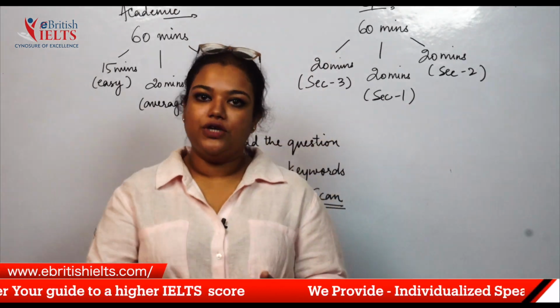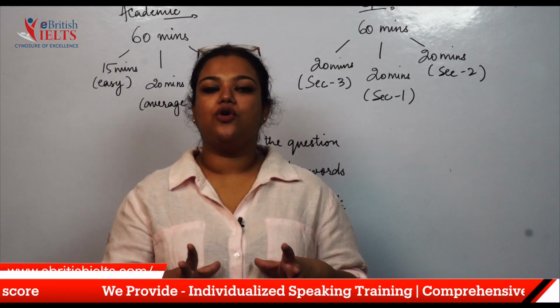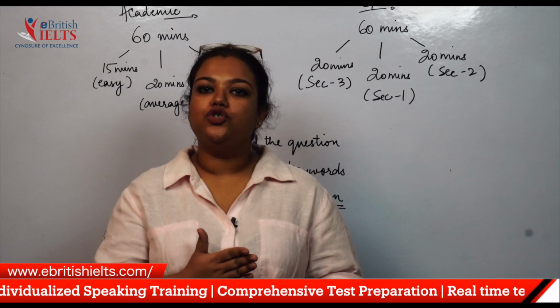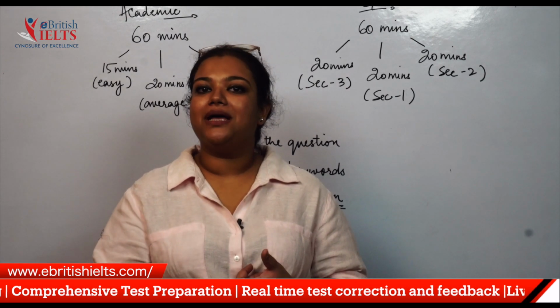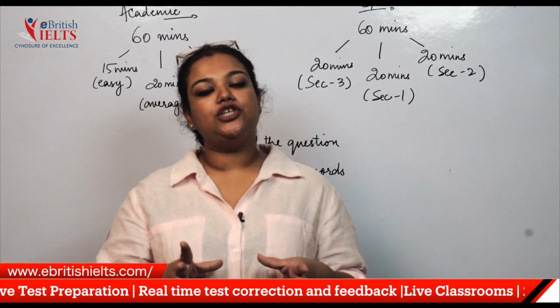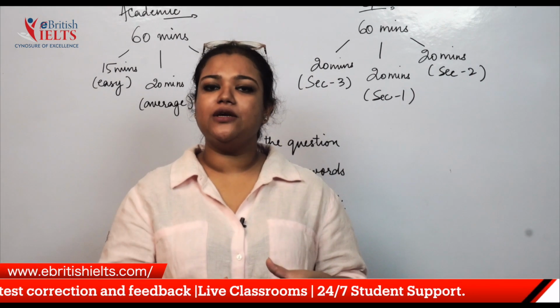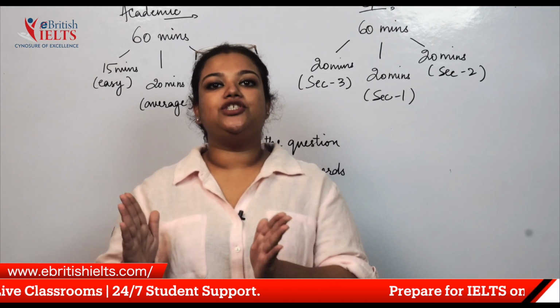In GT, 3 sections are given to you, but those 3 sections are divided into a total of 5 passages. The first 2 sections will have 2 passages each, and the third section will have 1 lengthy passage, which is very similar in nature to what an academic reading passage looks like. So in GT reading, what we ask you to do as teachers is to attempt the third section first.